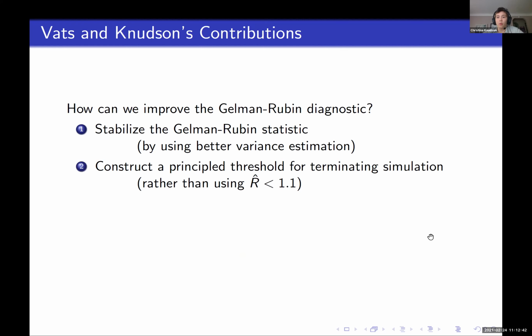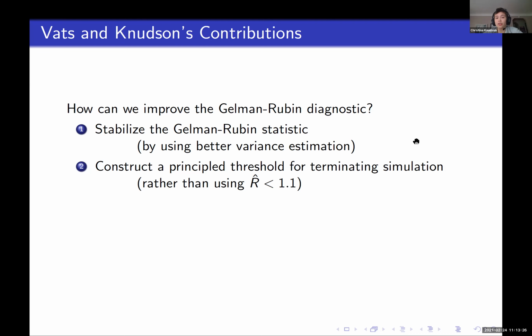Okay, so what my collaborator and I have done is we sought to improve the Gelman-Rubin diagnostic in 2 ways. One of the ways is we stabilized the Gelman-Rubin statistic, that R-hat. The other way is we have improved the implementation of it by, instead of using R-hat less than 1.1 as a threshold, constructing a more principled, interpretable threshold for terminating the simulation. And we'll see this is based on effective sample size. Okay, so the 2 things, we'll go into stabilizing the Gelman-Rubin statistic first.